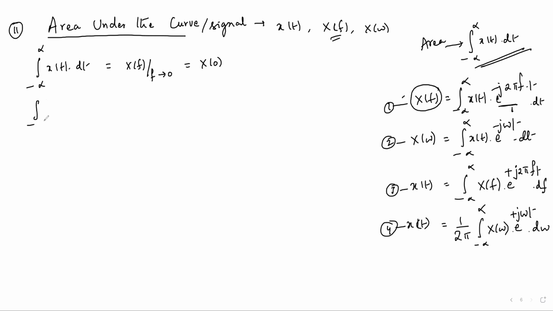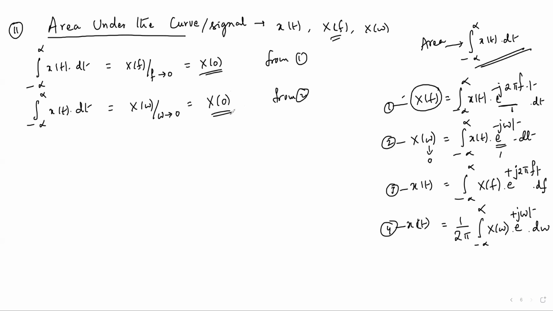In case you take x of omega, if you know the x of omega Fourier transform pair, then to find the area of the signal x of t, take the second expression. This is from the first expression. Second, from the second expression, e to the power of minus j omega t, make it equal to 1, so here take omega 0, e to the power of 0 will be 1. So x of omega with omega tending to 0. Observe, this is also capital X of 0, this is also capital X of 0, but the first one is in x of f format, the second one in x of omega format. Whichever Fourier transform you know, you can pick that one.